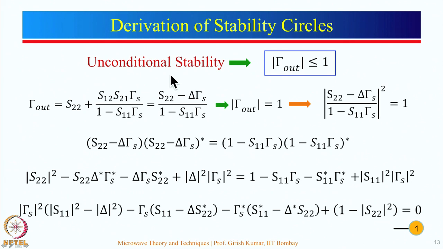Okay. So, let us look at the condition. For unconditional stability, gamma out should be less than or equal to 1. You have to actually think about a Smith chart. Smith chart represents gamma equal to one circle, and within that circle it actually represents all the real values of the impedance to be positive, imaginary part can be positive or negative. But what if the real part of the impedance is negative? In that particular situation, gamma out will be greater than 1.